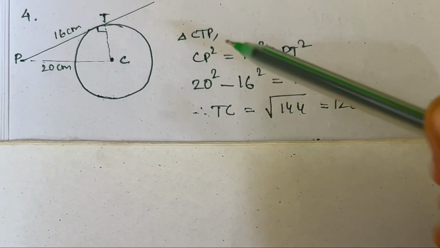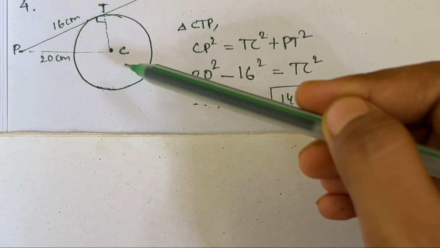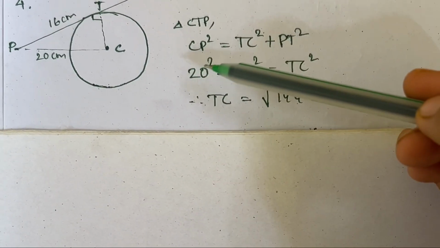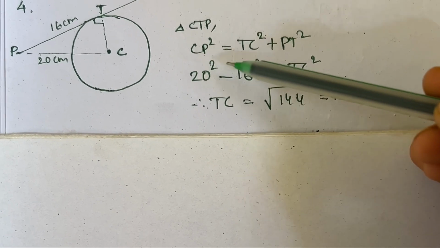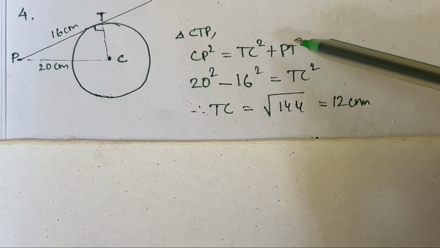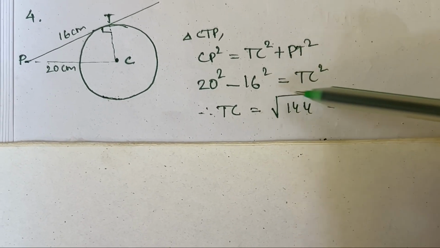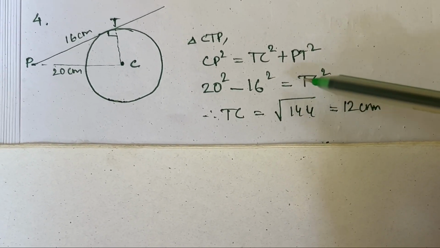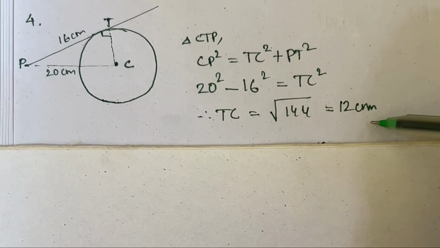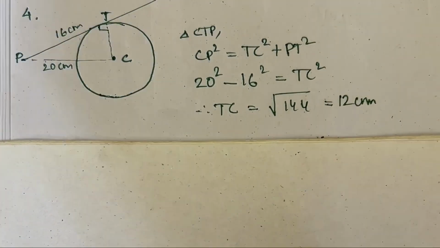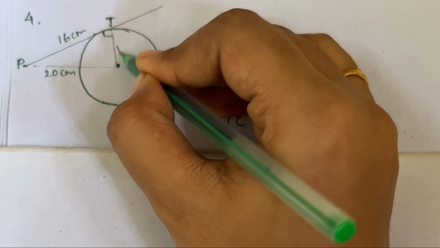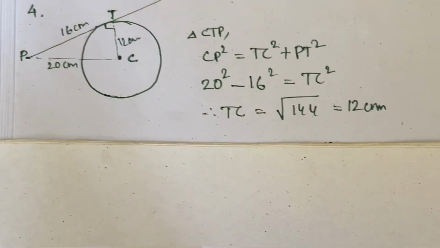See, we have just drawn the figure and placed the values. So in triangle CTP, CP square is equal to TC square plus PT square. Applying the Pythagoras theorem, we get TC square, that is, TC is root over 144, that is 12 centimeter. So we get the radius CT as 12 centimeter.